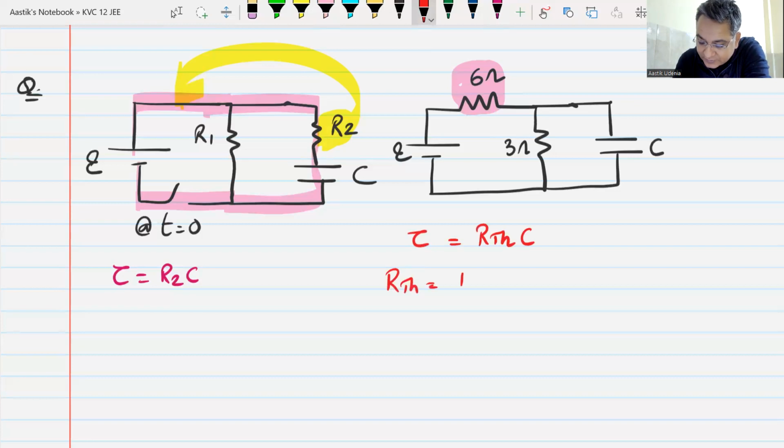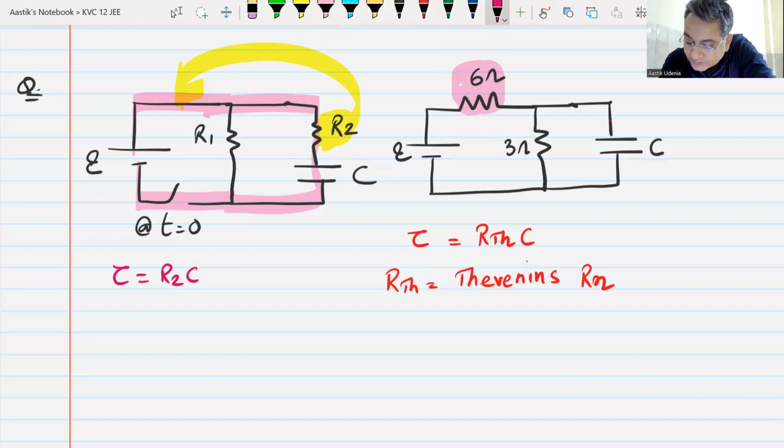RTH is known as the Thevenin's resistance, the Thevenin's equivalent resistance. We don't have to go into much theory. We'll just try to understand how you get this Thevenin's equivalent resistance. Remember, we have to find the time constant of the capacitor. So what do I do? These are the 2 points, A and B. We have to find the equivalent resistance between points A and B, which are the plates of the capacitor.